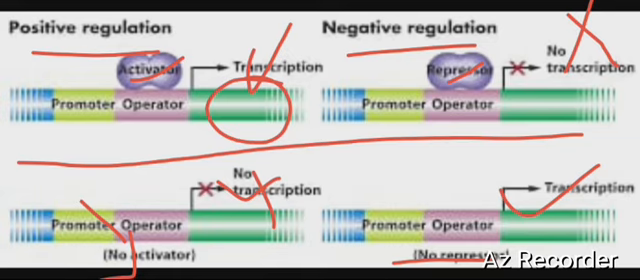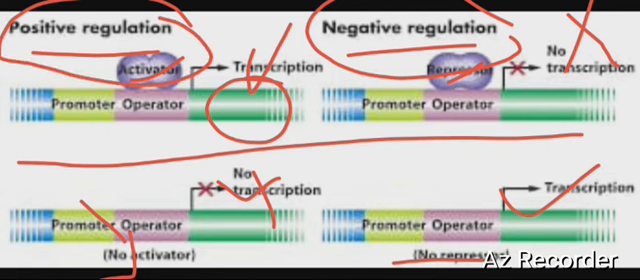But yesterday we talked about this negative regulation, right? When the repressor is there, then no transcription, and when the lactose is present, then it will bind to the repressor, then it cannot bind to the operator, then it will start the transcription. So these are the two things what you have to remember, the difference between the positive regulation and the negative regulation of the lac operon.